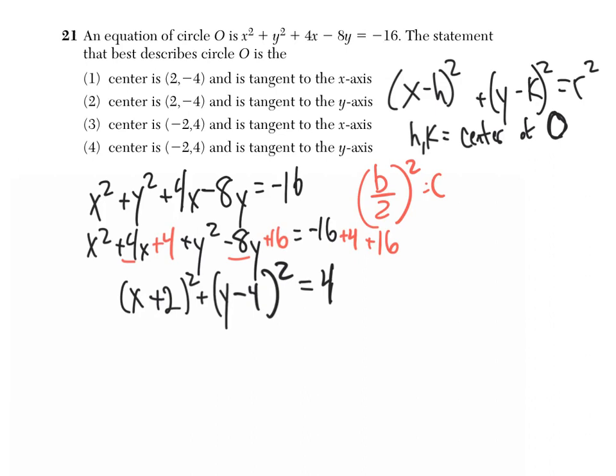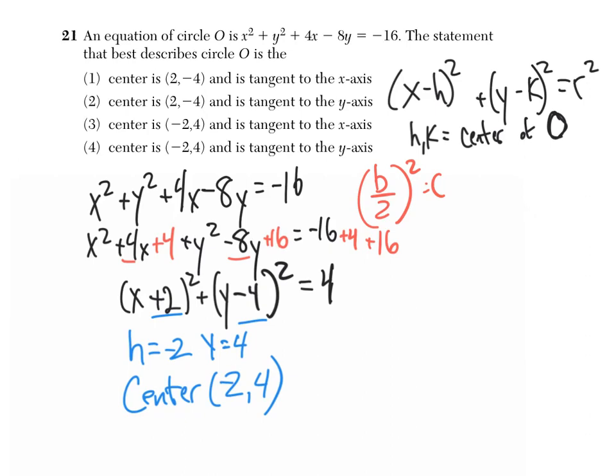So what is the center of the circle? Well, when we're looking at x plus 2, we recognize that h has got to equal negative 2, and in y minus 4, k of course has got to equal positive 4. So the center of this circle is (negative 2, 4). And what about the radius? Well, I can see that the equation is set equal to 4, and I recognize that 4 equals r squared. So what is r? It's simply 2. So the radius of this circle is 2.